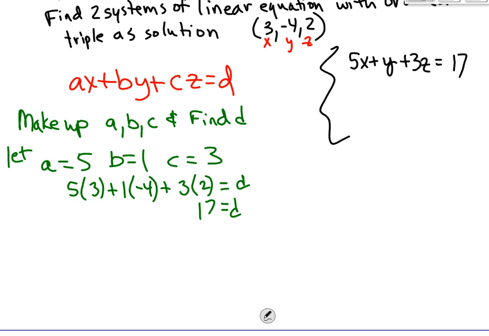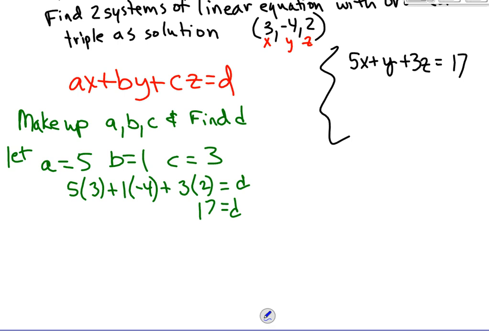And how did I do that? So I just got to make up A, B, and C, use my X, Y, and Z to find D, and then I have one equation. So that same process: I have 3 unknowns, X, Y, and Z, and I have to have how many equations? 3 equations, right? And so I've got my first one.